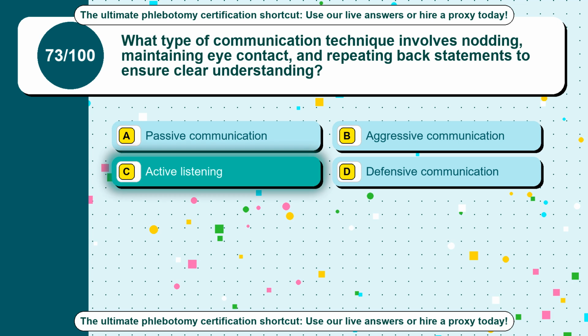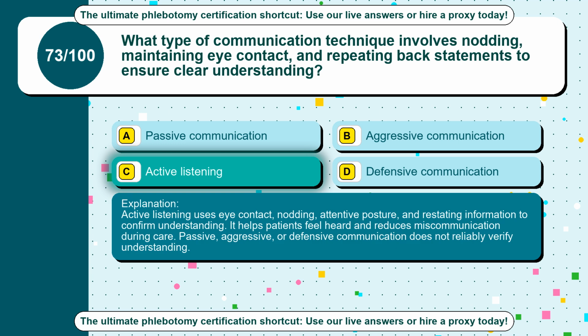The correct answer is option C, active listening. Active listening uses eye contact, nodding, attentive posture, and restating information to confirm understanding. It helps patients feel heard and reduces miscommunication during care. Passive, aggressive, or defensive communication does not reliably verify understanding.